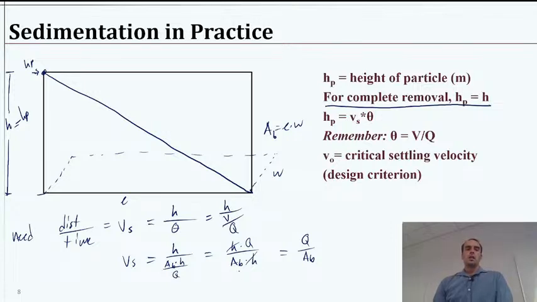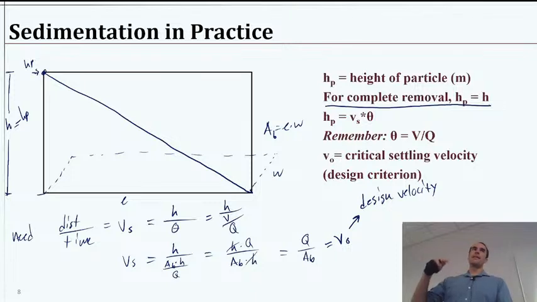The other thing I want to say here is, when we're designing for a particular sedimentation velocity of our particles, and we set Vs equal to this, we can better describe that as the design velocity. So V naught is our design velocity. And when Vs is at least equal to, if not greater than, the design velocity, then we're removing all the particles. That's the way we can describe that.